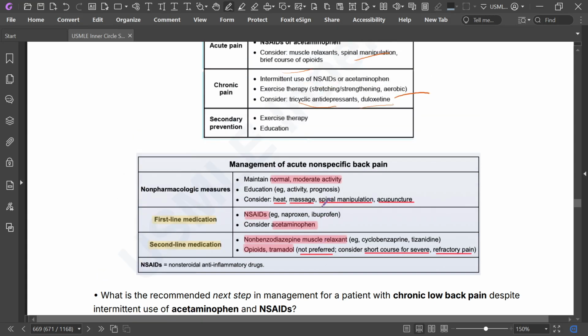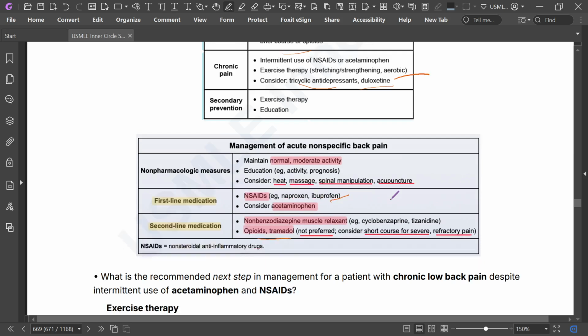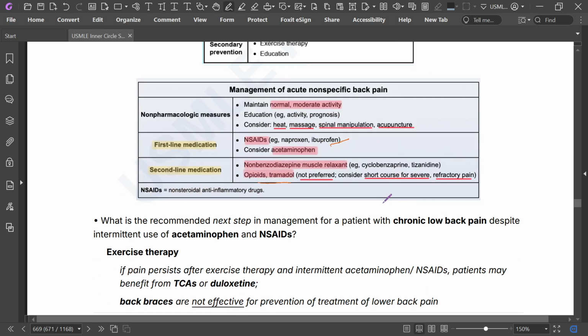So management of non-specific acute low back pain. Non-pharmacologic: maintain moderate activity, heat, massage, spinal manipulation, and acupuncture. First line medication: NSAID, naproxen, ibuprofen, and consider acetaminophen. Second line: non-benzodiazepine muscle relaxants, cyclobenzaprine, tizanidine. Opioid, tramadol: not preferred, considered for a short course for severe and refractory pain.